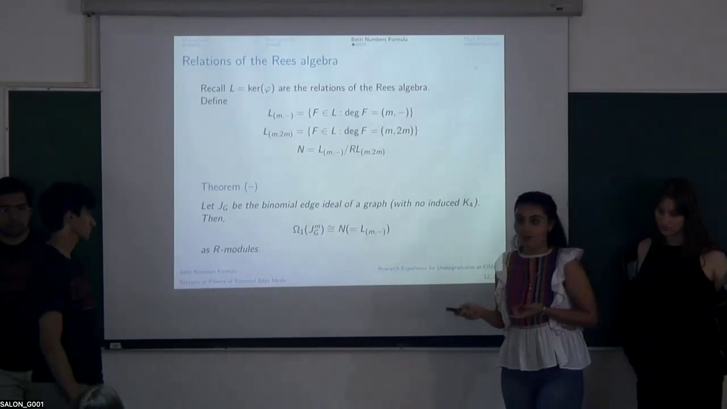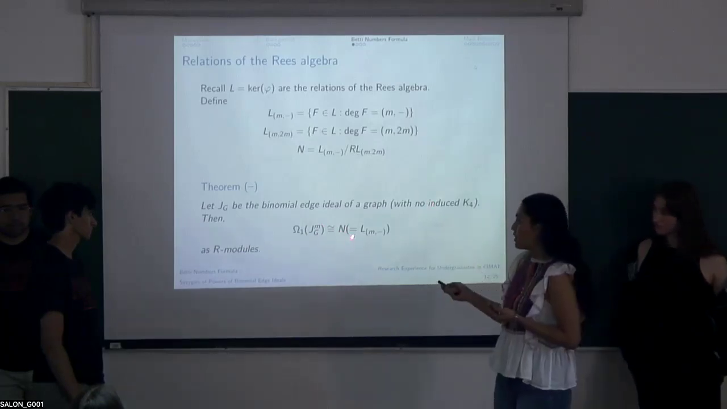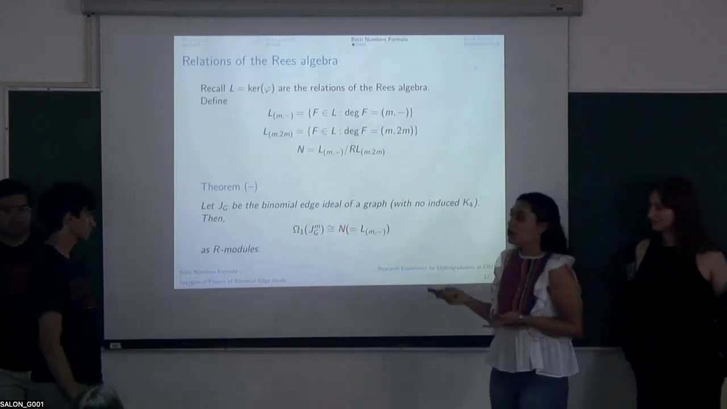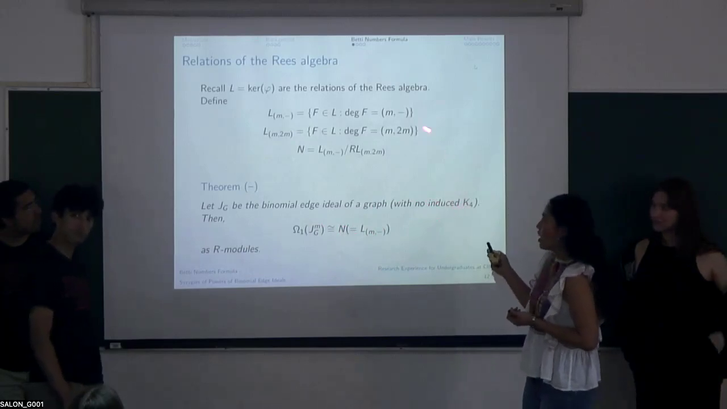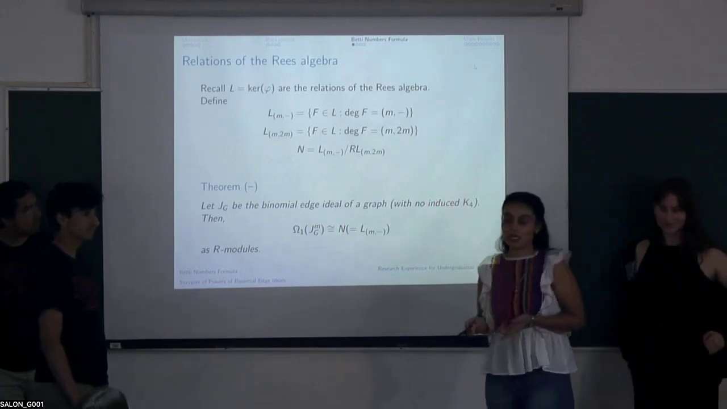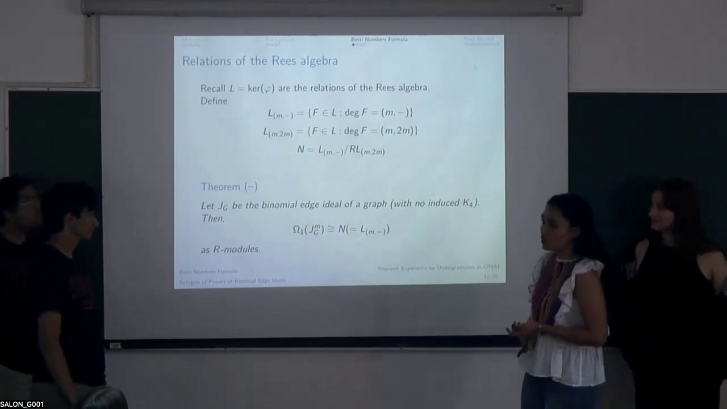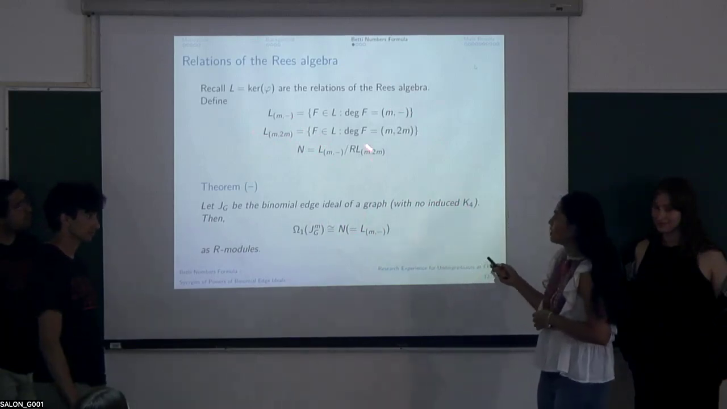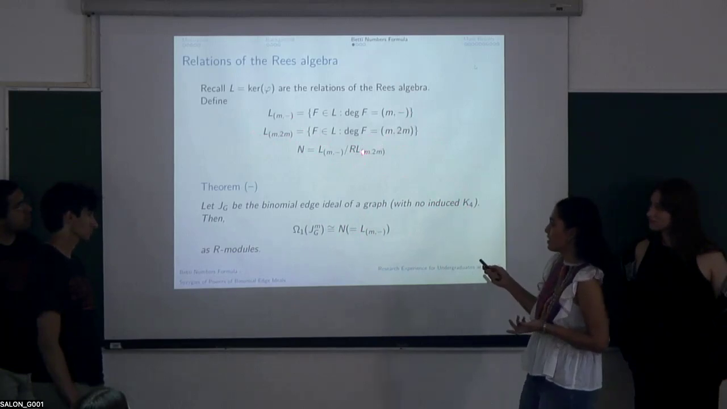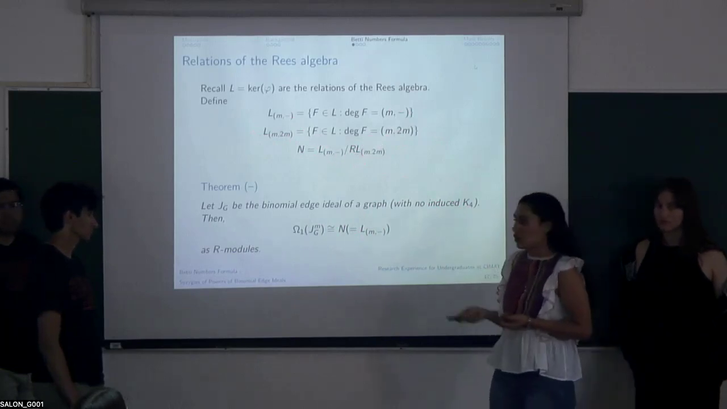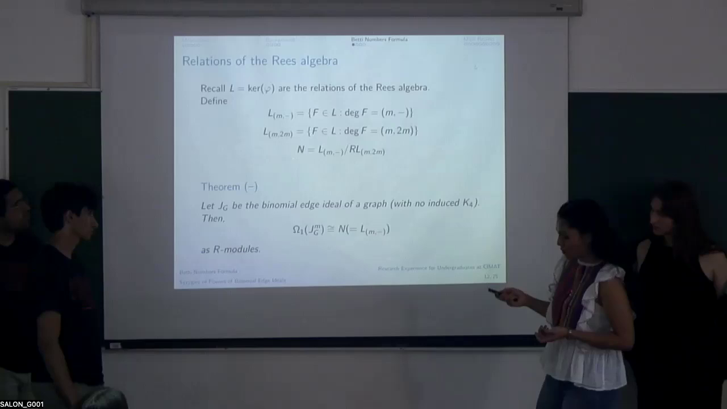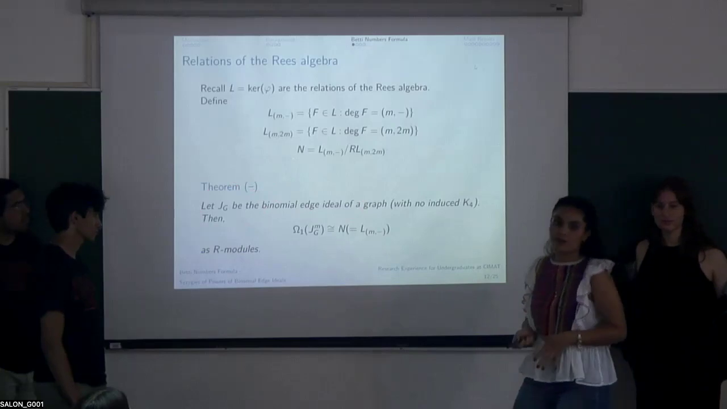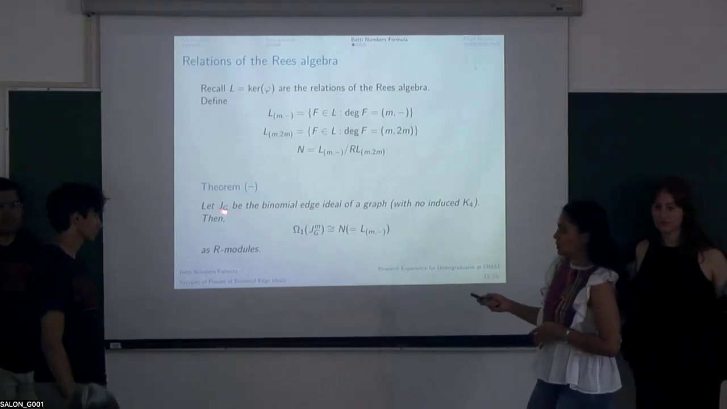But if we take a graph with no K4, the R-module N is just this R-module. Why? Well, because if we don't have K4 induced, we don't have Plücker relations, right? And this set is just a set of Plücker relations. So that set will be empty, we will have nothing here, and we just will have this R-module. So in our document, we have a more generalized version of this theorem, but for the purpose of this talk, we just need to focus on this binomial edge ideal.